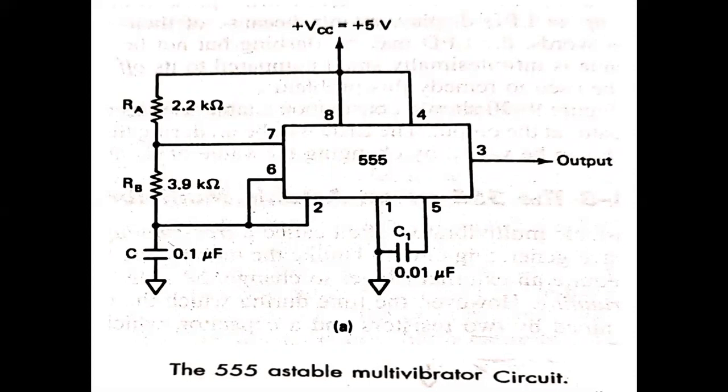And as I said, as in the monostable multivibrator, this circuit does not require any external trigger to change the state of the output, that is either high or low, and that is determined by the two resistors RA and RB and a capacitor, which are externally connected to our 555 timer. As shown in this figure, the 555 is connected as an astable multivibrator.